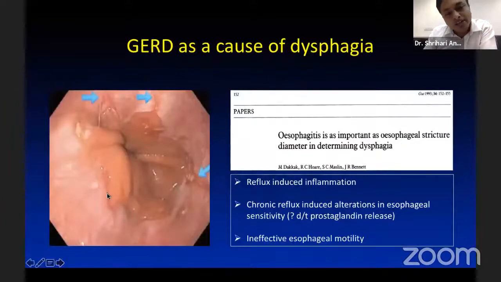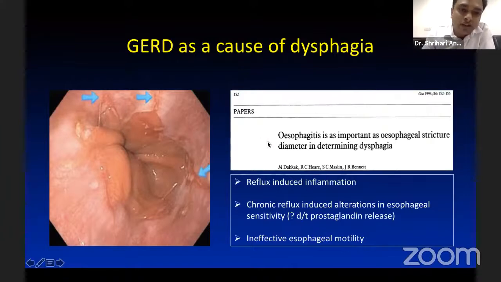One more important entity is GERD. In a patient with GERD, you need not always have a stricture. GERD by itself is known to cause dysphagia. There was a paper published quite long back in 1993, which said that esophagitis itself is as important as esophageal stricture diameter in determining the symptom of dysphagia in these patients. It is because the reflux itself induces an inflammatory response.